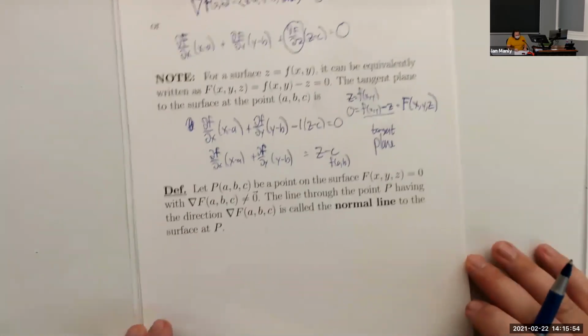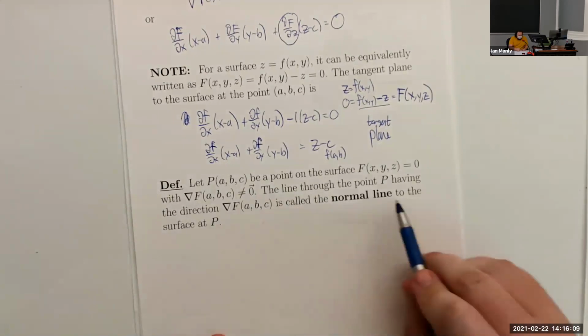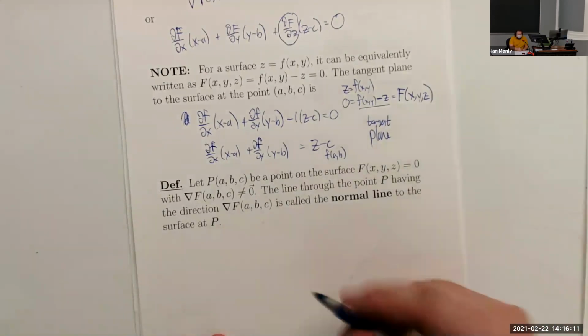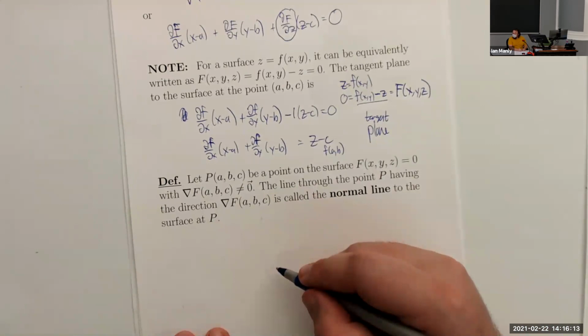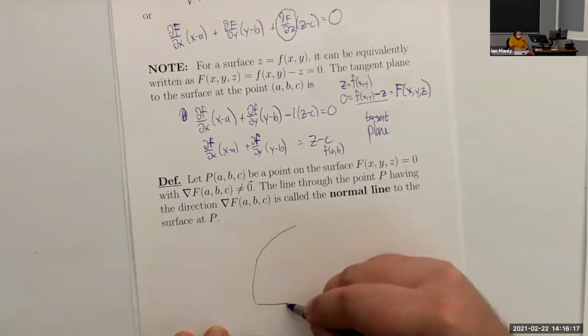Okay. Now, one thing that we're going to have to compute sometimes is what's called a normal line. Okay, so what's a normal line? The line through the point P on a surface having the direction gradient of f is called the normal line to the surface at P. So what is all of this looking for right here? Or what is this talking about?